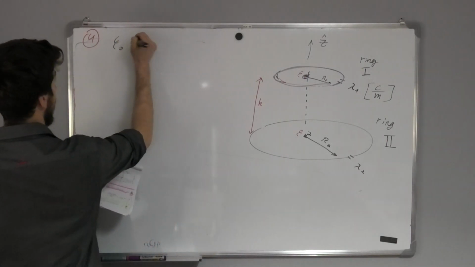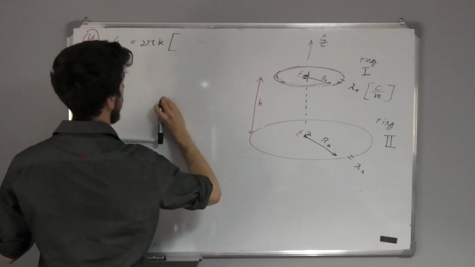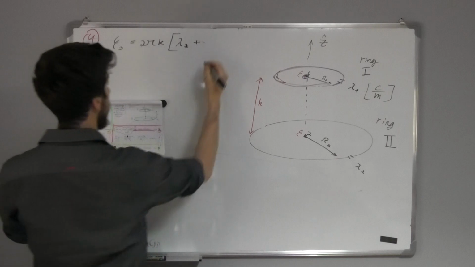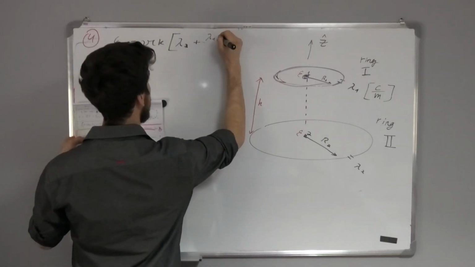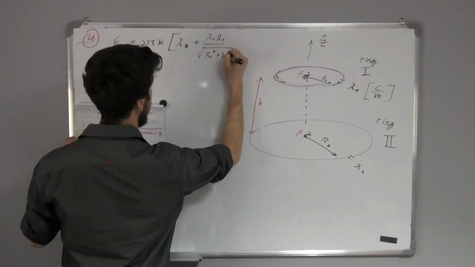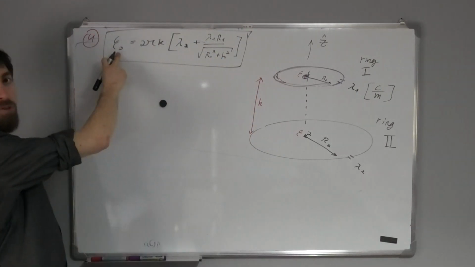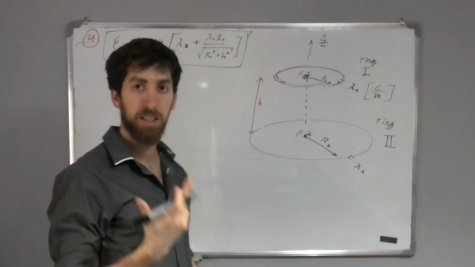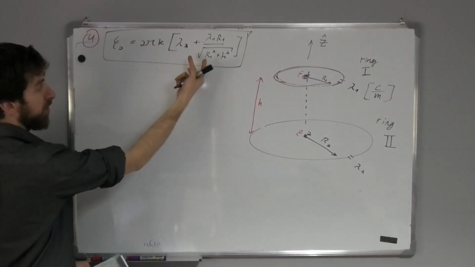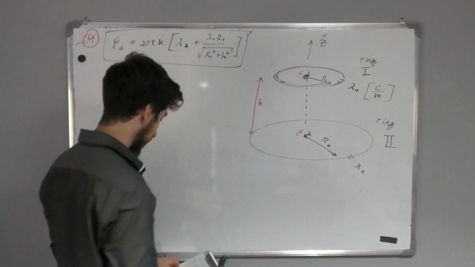Phi 2 is equal to 2 pi k times lambda 2 plus lambda 1 multiplied by r1 over the square root of r1 square plus h square. Perfect. This is given. And if you look, it is pretty similar to what we did. If you want to practice and see it for yourself, you can see that this is actually the same one, but opposite in direction and with r1 and not r2, because right now I just changed the point that I observe.